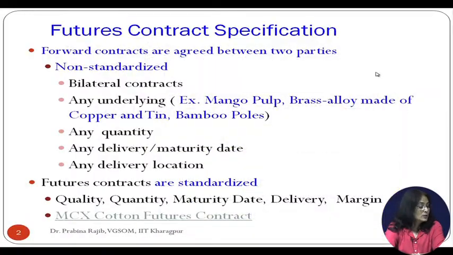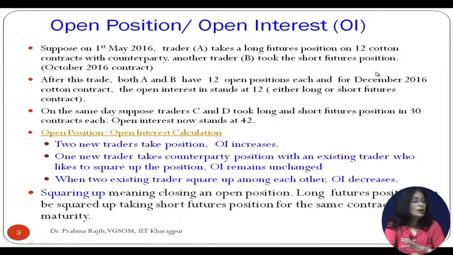Now let's understand a little more on how open positions or open interests are calculated at exchanges. Let's say on 1st May 2016, a trader wants to take a long futures position on 12 cotton contracts, and who is the counterparty? Counterparty is a trader B.